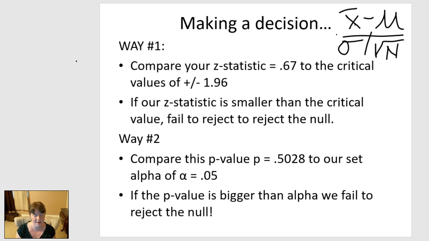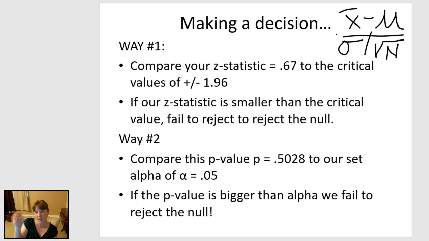Once you calculate it, which we did, 0.67, you can compare that to the critical value. If what you calculate is bigger than the critical value, you reject. But if what you calculate is smaller, and it totally is, then you fail to reject the null. And that's what happened here.